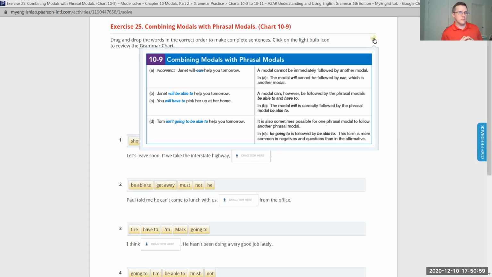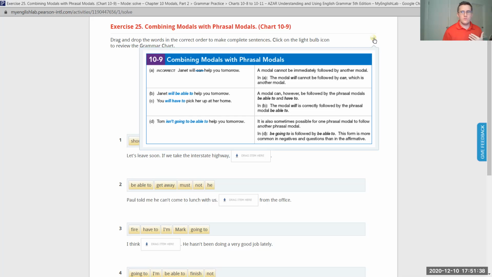Two modals cannot be used together. Let's look at an example. Example A is incorrect: "Janet will can help you tomorrow." Will and can are both modals. I can say Janet will help you tomorrow, or Janet can help you tomorrow. But I cannot use two modals with each other, like "Janet will can help you tomorrow." A modal cannot be immediately followed by another modal. The modal will cannot be followed by can.